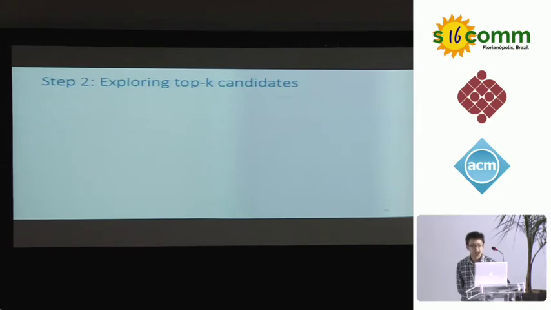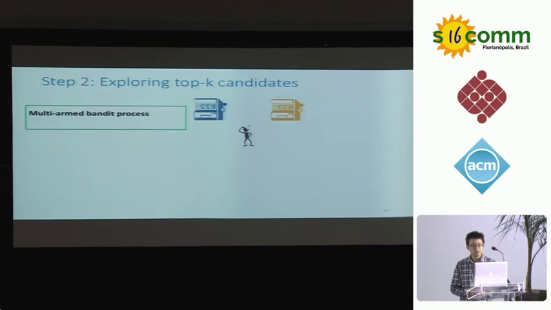Having narrowed down the decision space to the top k candidates, how do we explore them efficiently? Well, this is essentially a multi-armed bandit process from the machine learning literature. So let me give you a quick 30-second overview of the multi-armed bandit problem. Imagine there are multiple slot machines in front of you, and each of them has some distribution of rewards that you don't see. We don't know the hidden reward distribution of each slot machine. Each time, you pull one of the slot machines, and then you see a reward drawn from its distribution. Now, the goal of the multi-armed bandit problem is to maximize the total rewards by balancing exploration and exploitation.